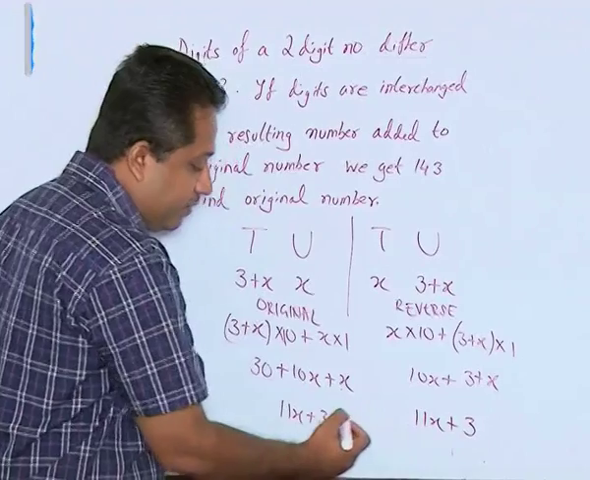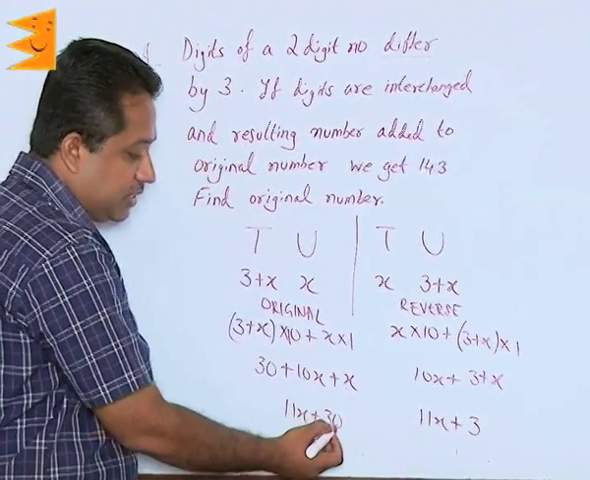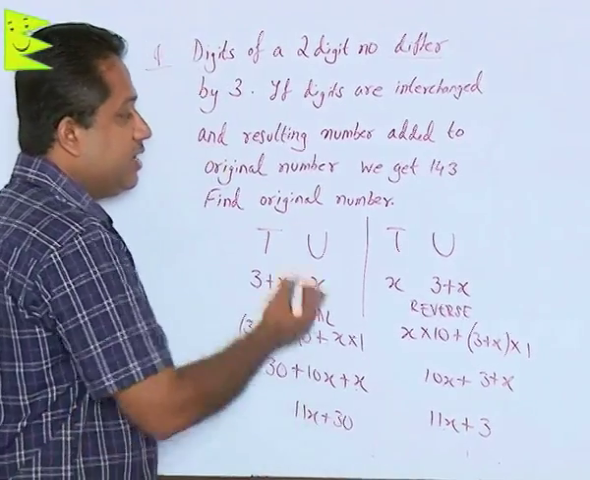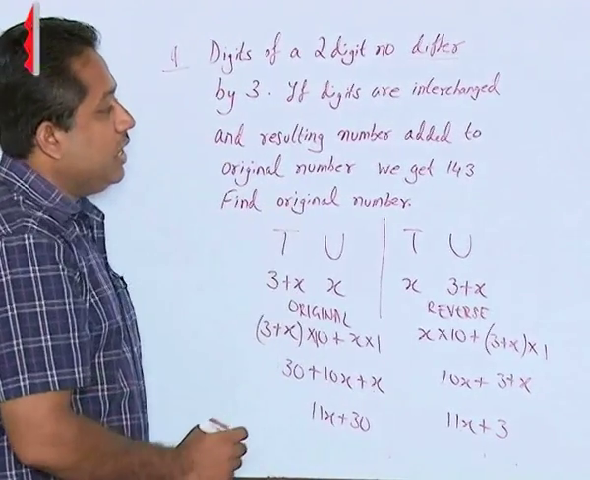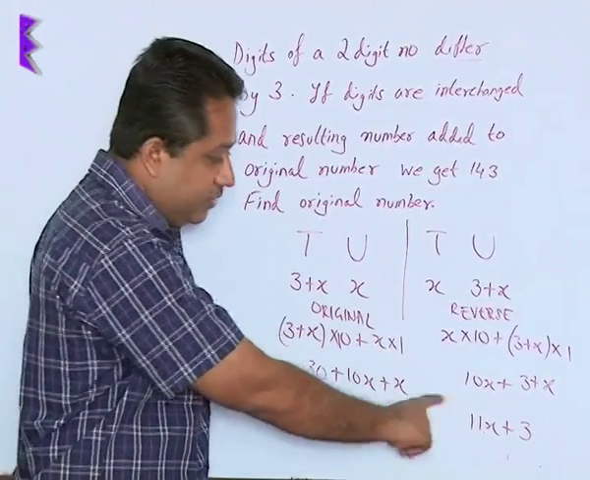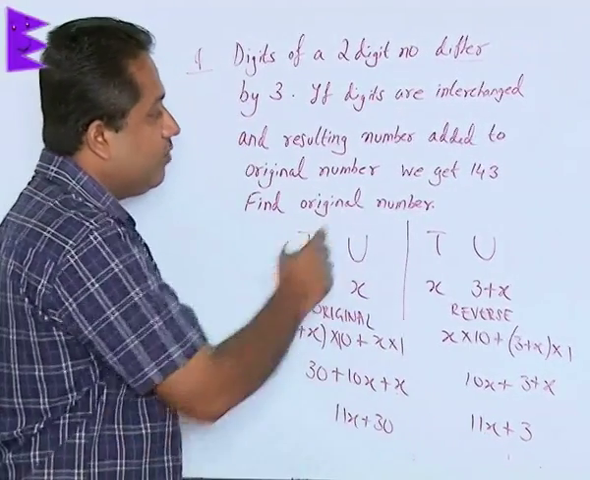So, what do we have? We have the original number as 11x plus 30 and the reverse number as 11x plus 3, and as per the question, the total number obtained on adding both the original number and the reverse number will be 143.